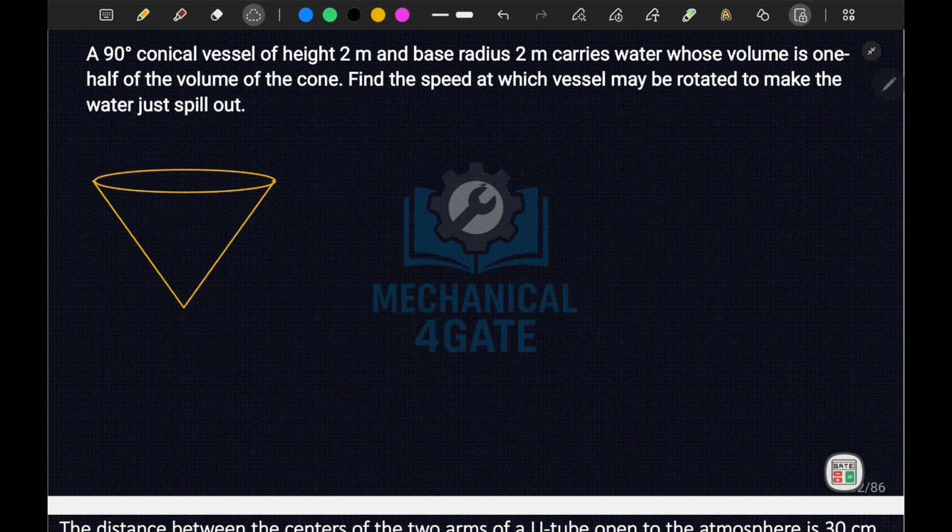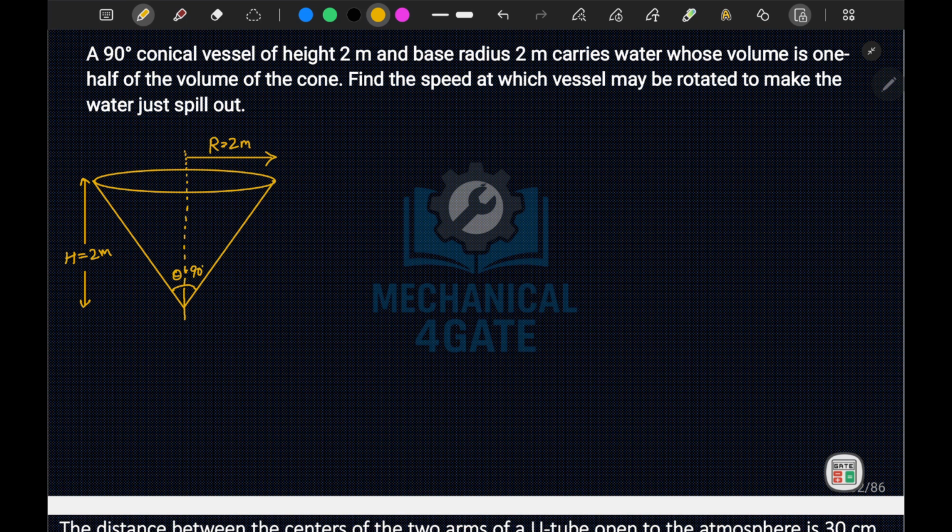Okay, it's something like this. Now it is mentioned that this is your 90 degree, so your theta is equal to 90 degree. Your base radius, that is this radius, your radius here, that is r, is equal to 2 meter, and your h is equal to 2 meter.